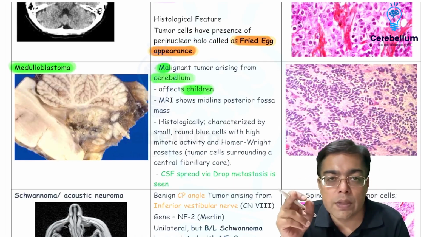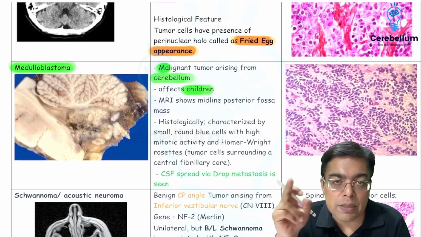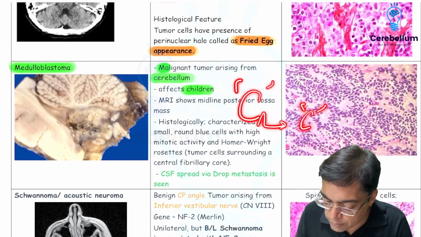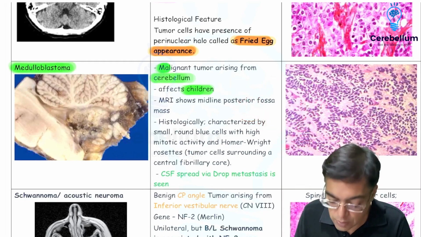So what you need to remember is that the pediatric tumors, that is the tumors which are going to be seen in children, are going to be arising from C for cerebellum. That's how we remember and crack the questions.